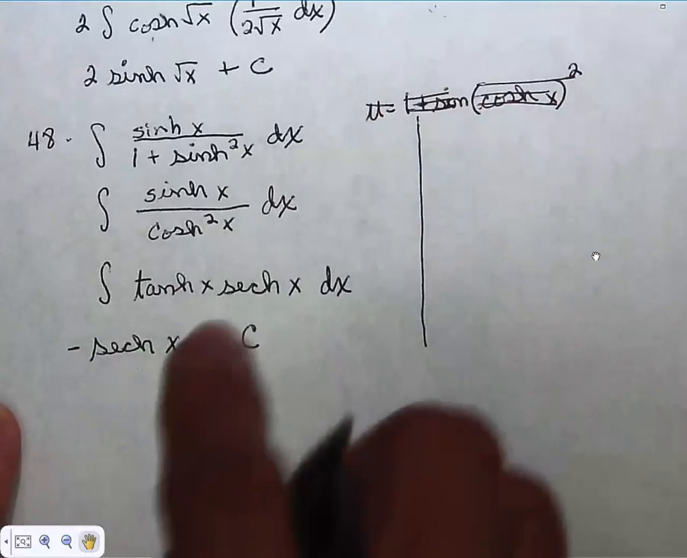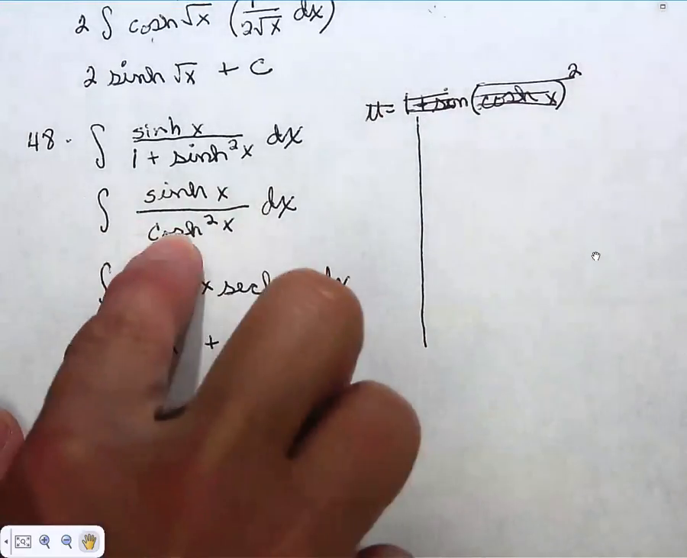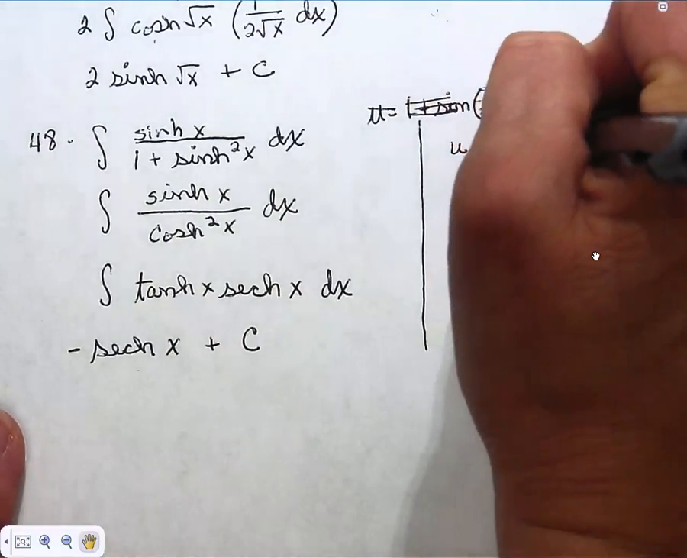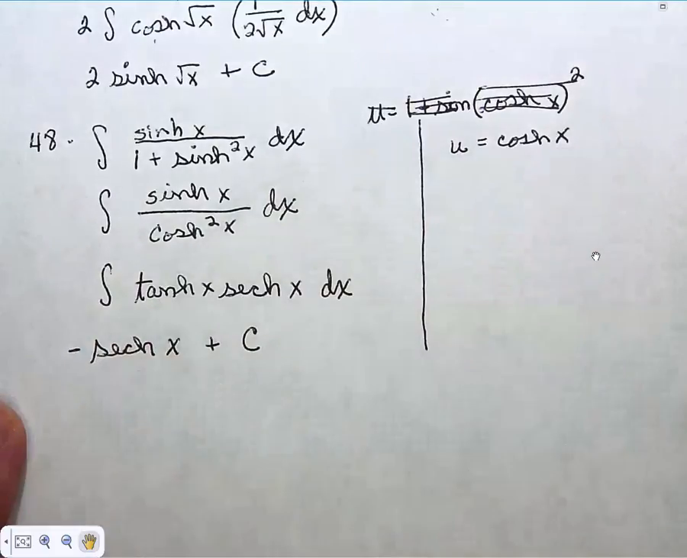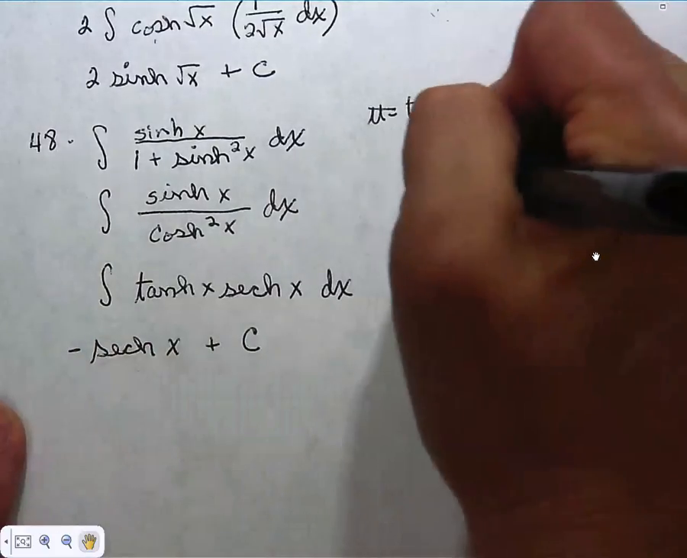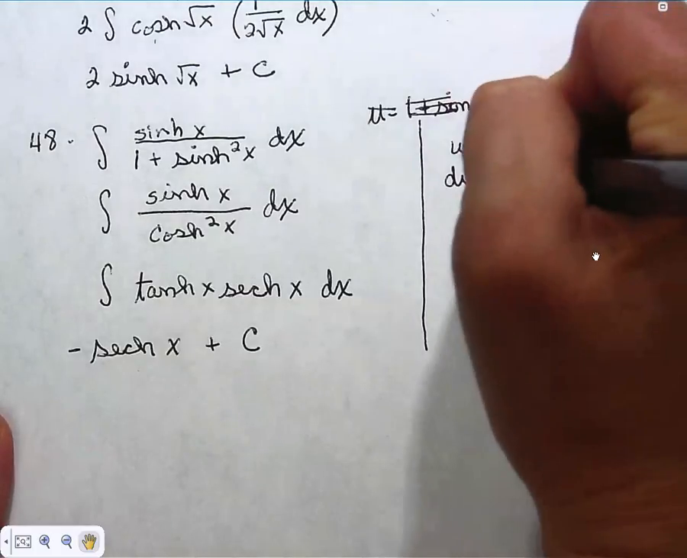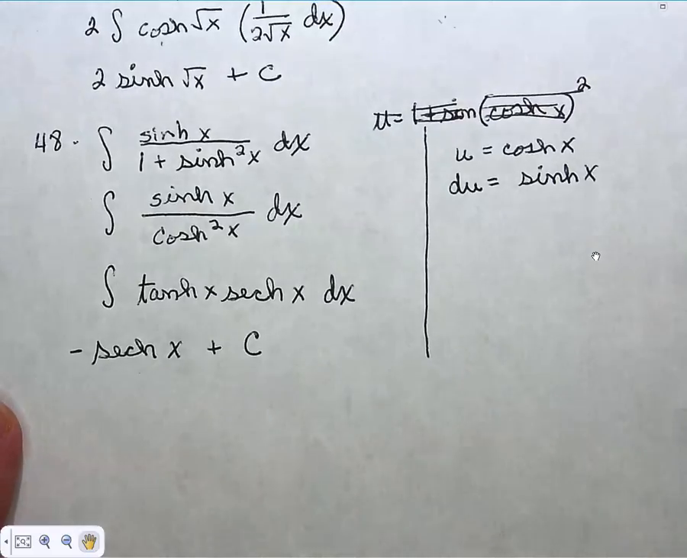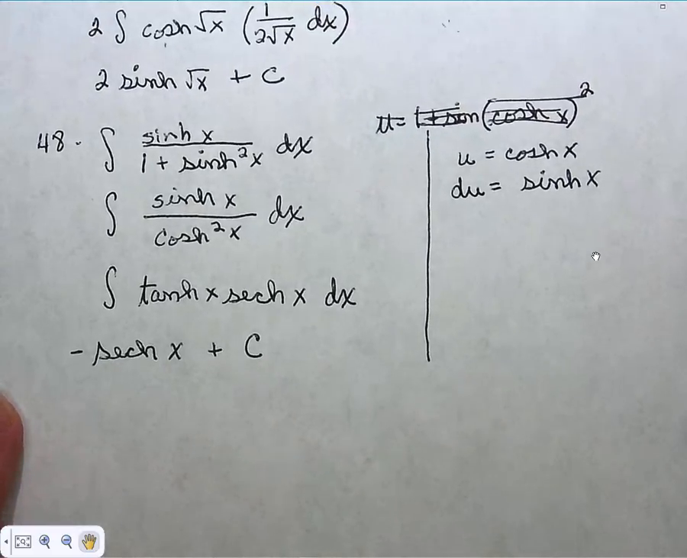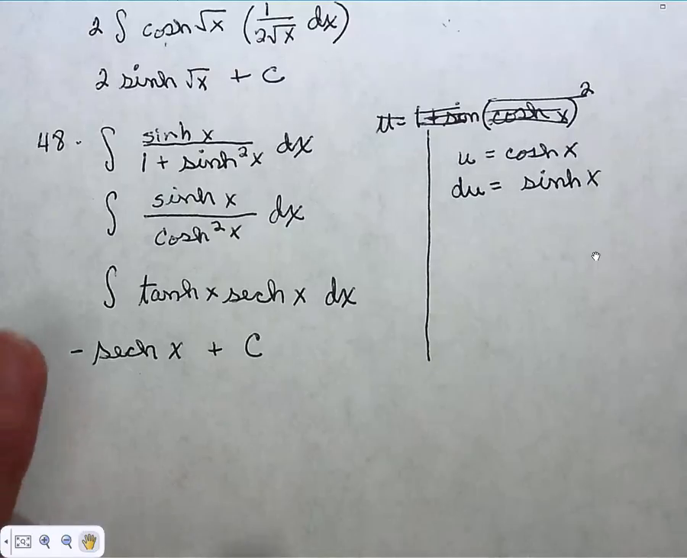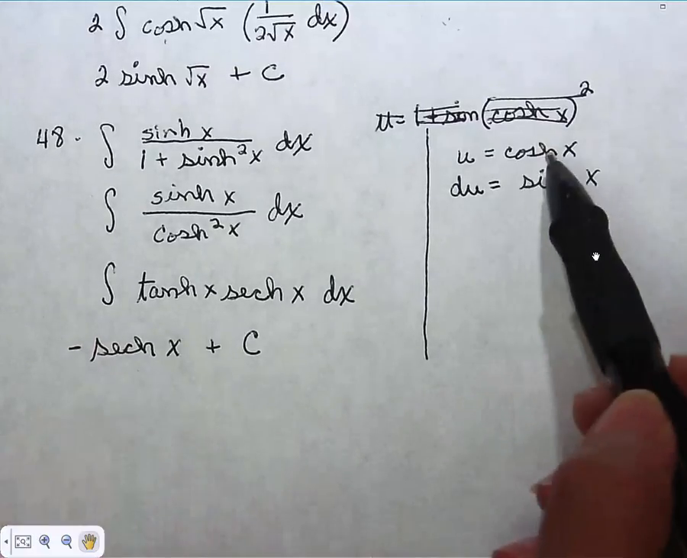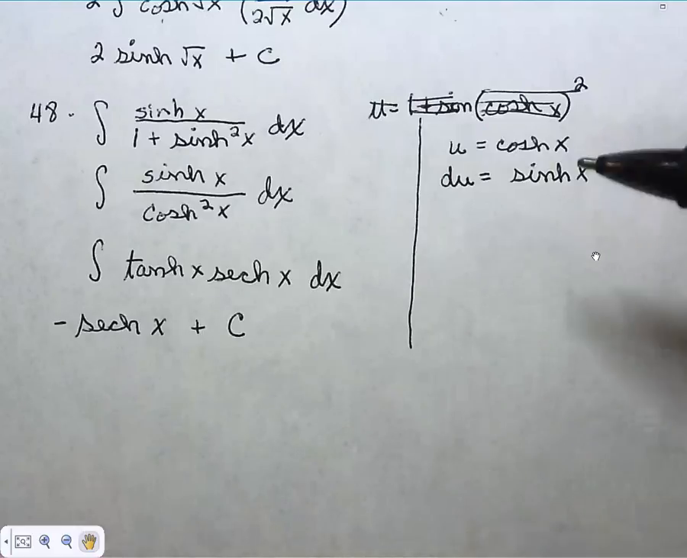What I thought was, I did do this, but then I thought, let u be cosh x instead of cosh x squared, and then du is just sinh x. And let me think about negative real quickly. The derivative of sinh is cosh. Yeah, you don't pick up a negative with the hyperbolic functions like you do with the circular functions. The derivative of cosh is sinh. Derivative of sinh is cosh.